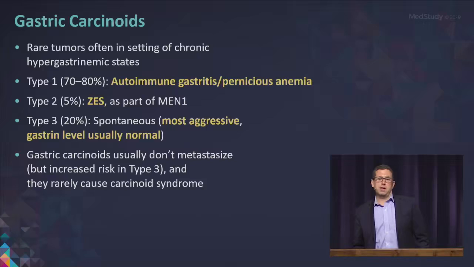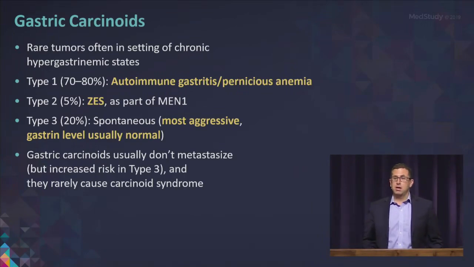Gastric carcinoids, another type of gastric neoplasia. These are actually becoming more common, or we're more commonly seeing them at least, perhaps because we're doing better endoscopy. But they are rare, they used to be thought to be rare, and they're often in the setting of chronic hypergastrinemic states. There are 3 types of gastric carcinoids, and I guess unfortunately you have to know this.